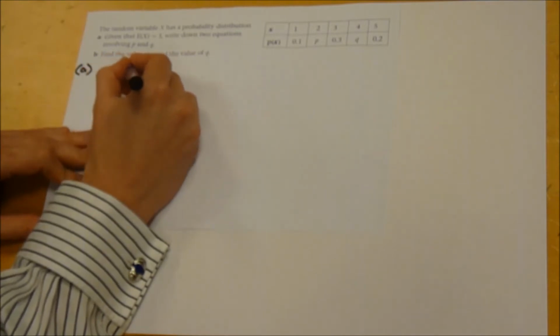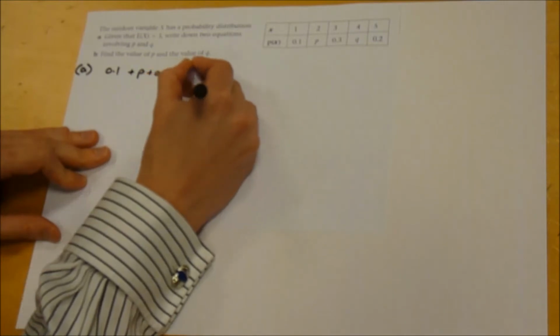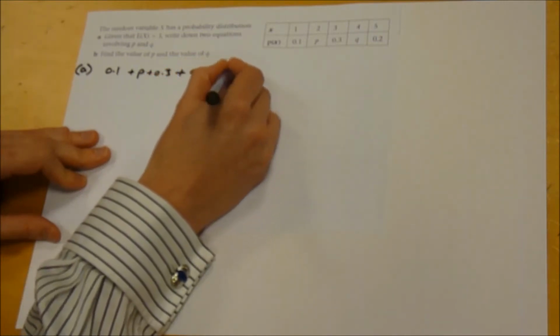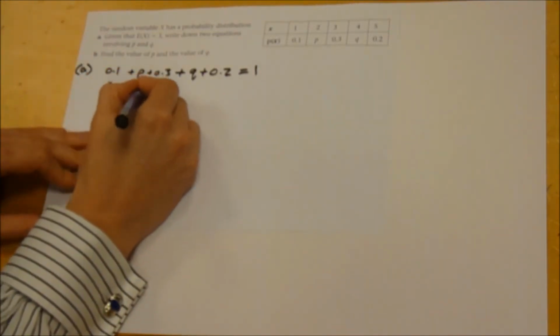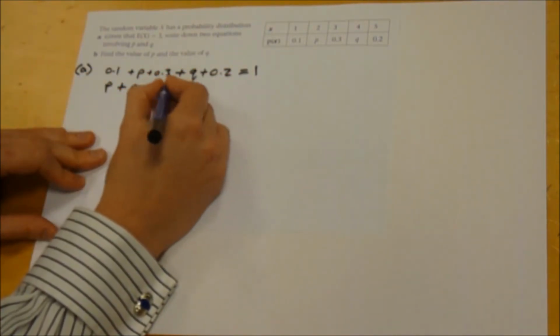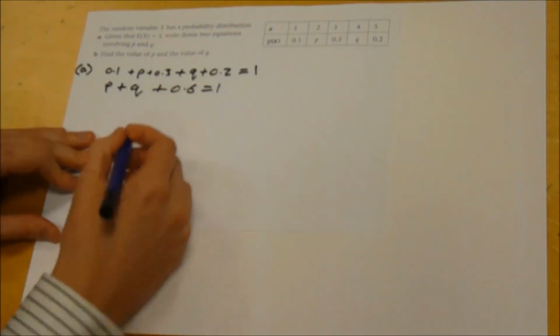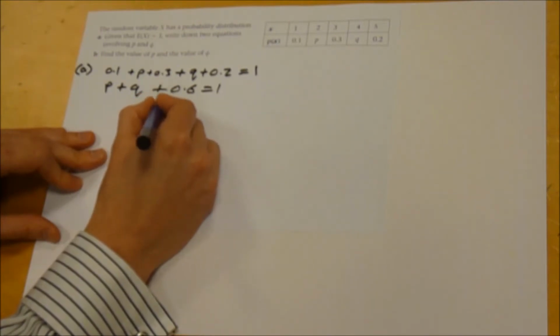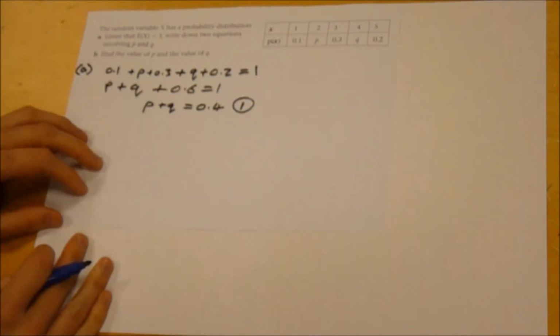So I've got 0.1 plus p plus 0.3 plus q plus 0.2 is going to all equal 1. Well, let's tidy that up a bit. So that's going to be p plus q, and I've got 0.1 plus 0.3 plus 0.2, so that's plus 0.6 equal to 1. Take away 0.6 from both sides, leaves me finally with p plus q equals 0.4. So I've got my first equation, and that, like I said, we should be able to do already.